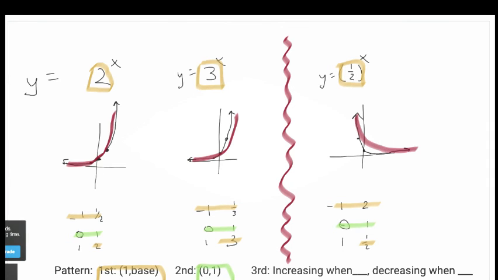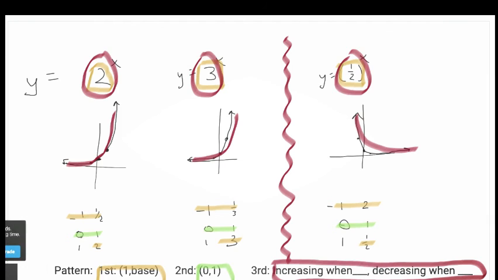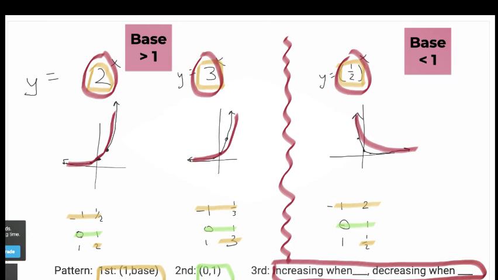The last pattern has to do with increasing versus decreasing. When are they increasing or decreasing? Well, the left 2 are increasing, the right one is decreasing. I want you to look at the parent function and see why. Any guesses? It has to do with the base relation to 1. Depends if the base is larger than or less than 1, but I need to change the one on the right. Let's see how it changes. The base needs to be between 0 and 1.